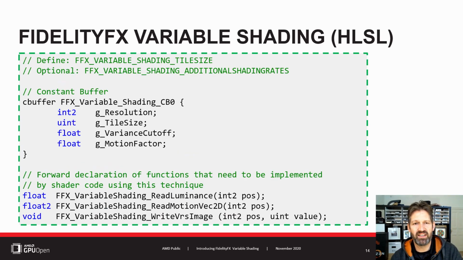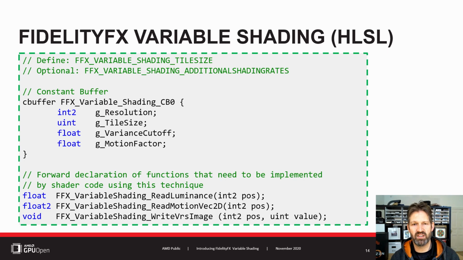On the HLSL side, the code defines the same constant buffer and two compute shaders, one taking additional shading rates into account and one limited to standard shading rates. The shader supporting additional shading rates is a bit more complex. It has to evaluate more pixels and consider more options for shading rates to use. Which shader gets used can be selected by the optional definition of FFX variable shading additional shading rates at compile time. Also FFX variable shading tile size needs to be defined. Both shaders support tile sizes of 8, 16 and 32 pixels squared.